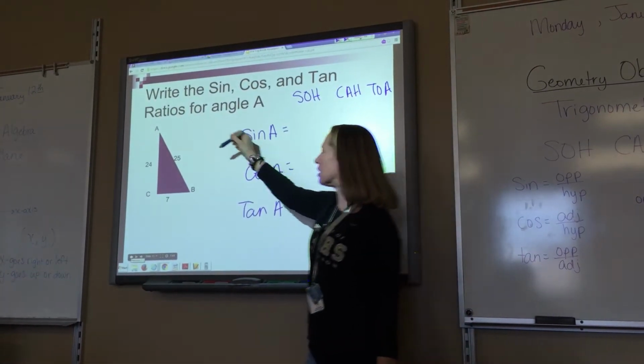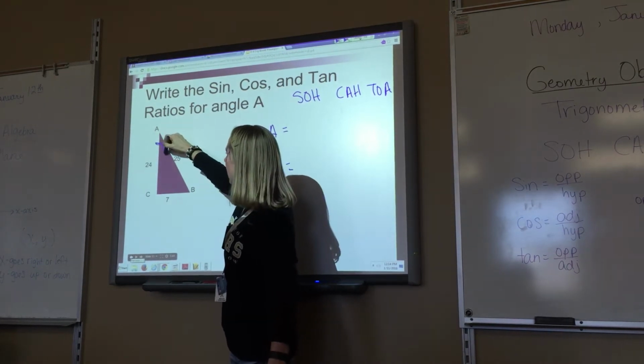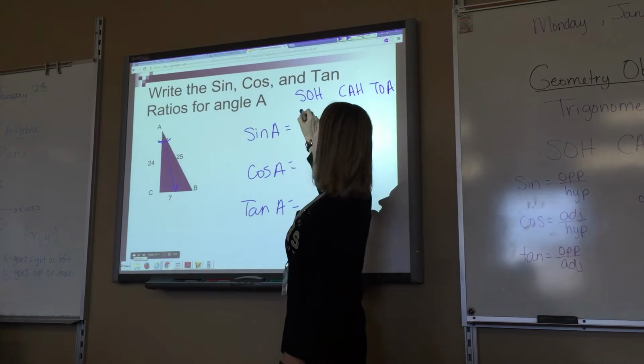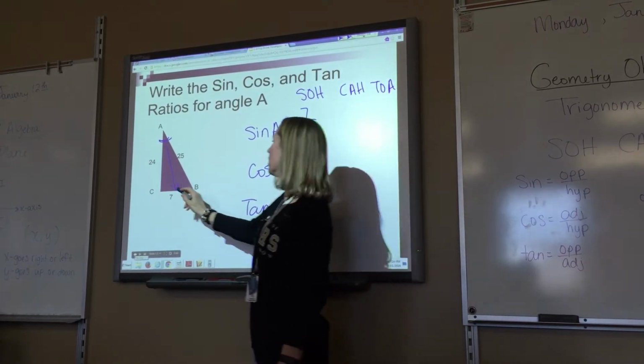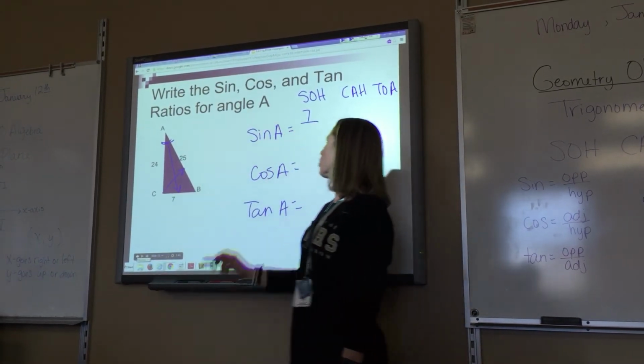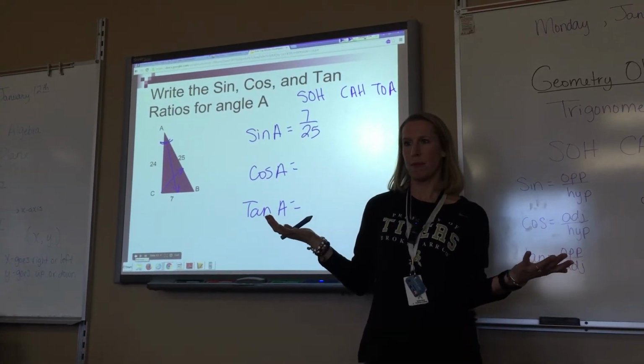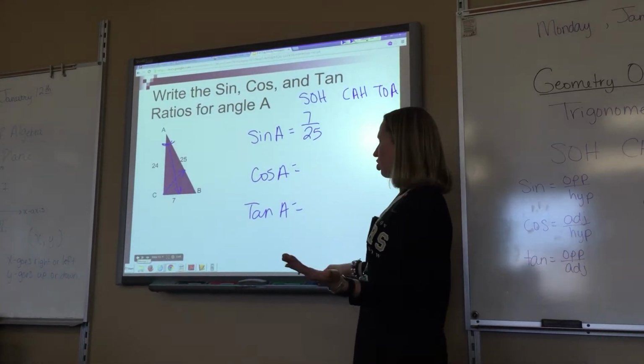So what's the opposite of angle A? What is that number? 7. What's the hypotenuse length? 25. So your ratio is 7 over 25. That's it. Okay, let's try another one.